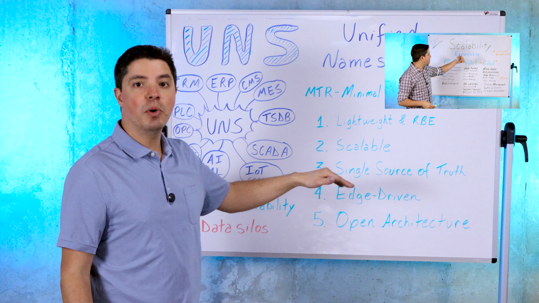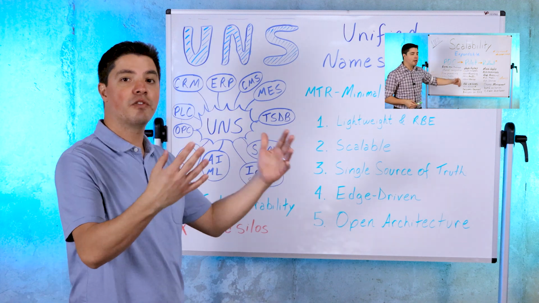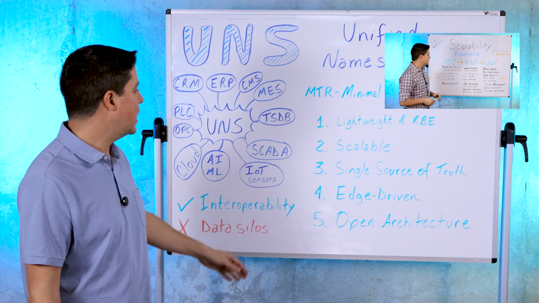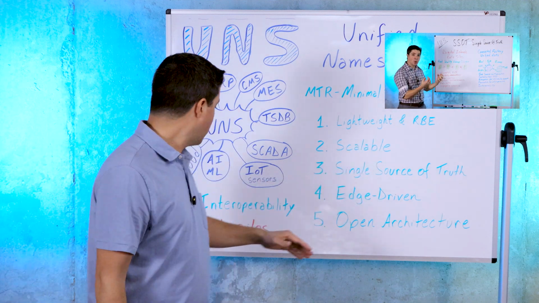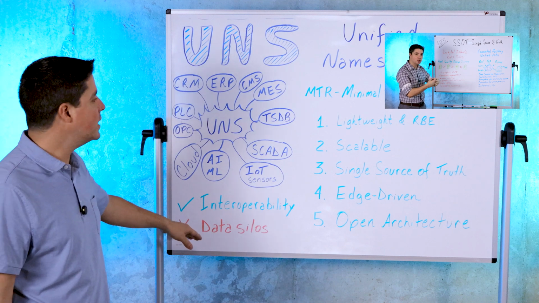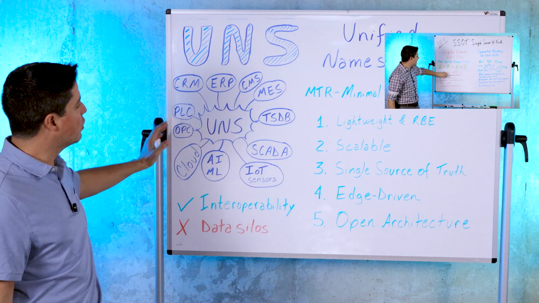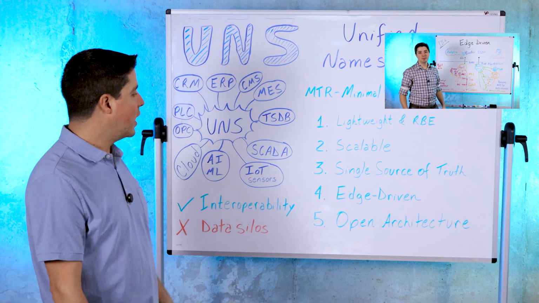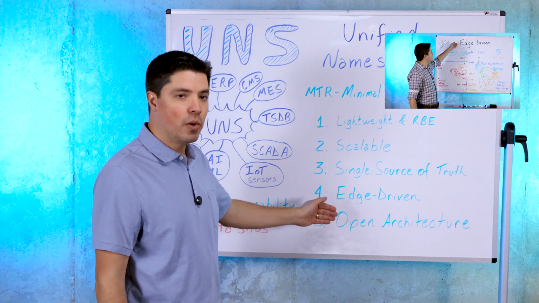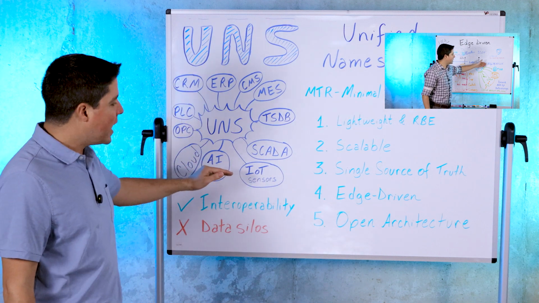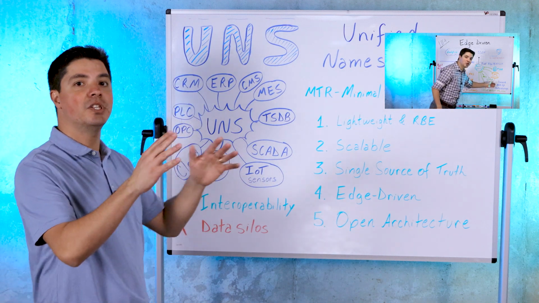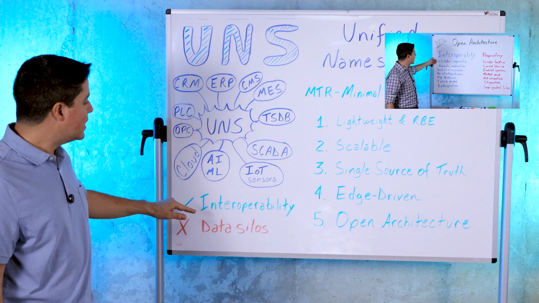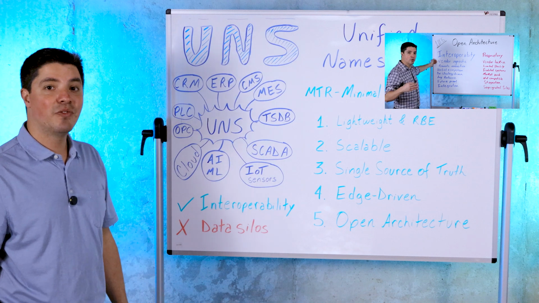Number 2 is scalable. It's how to deploy this in other factories, how to make this scalable at an enterprise level, okay? Number 3, single source of truth. Remember, breaking data silos, all right? And making it a single source of truth for all your systems to connect to. Number 4, being edge-driven, okay? So now the sensors, the IoT, everything will publish the message, all right? And number 5, an open architecture to enable interoperability, okay? So this is very important.